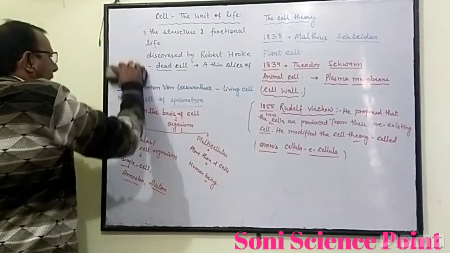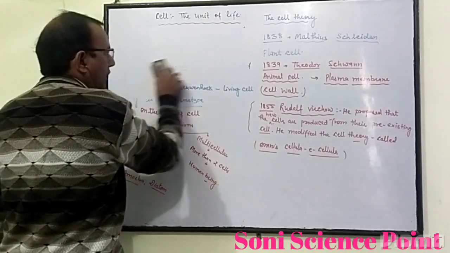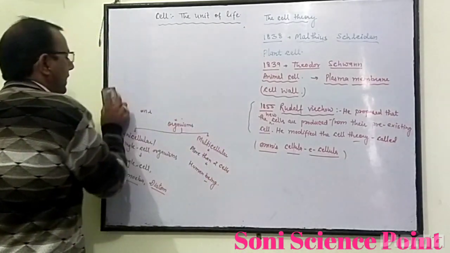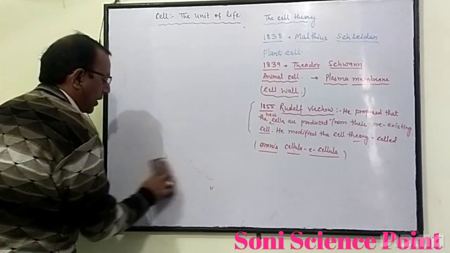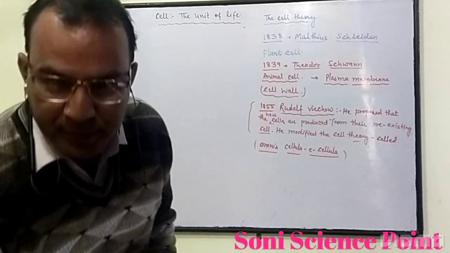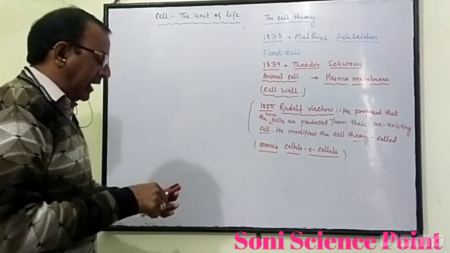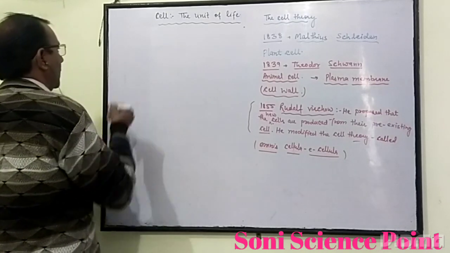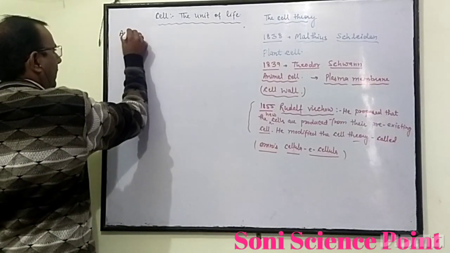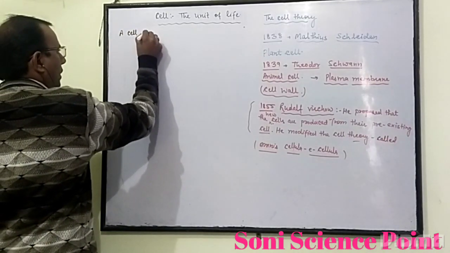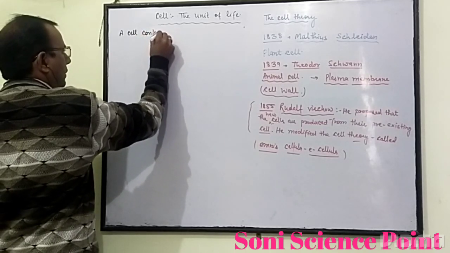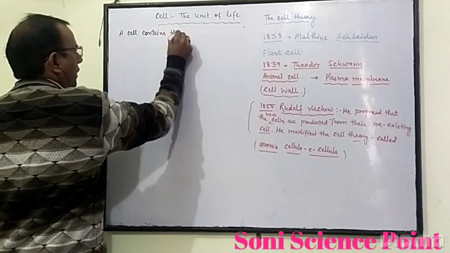Clear? Now we can say that a cell consists of different parts. A cell contains mainly three parts: cell membrane, cytoplasm, and nucleus.